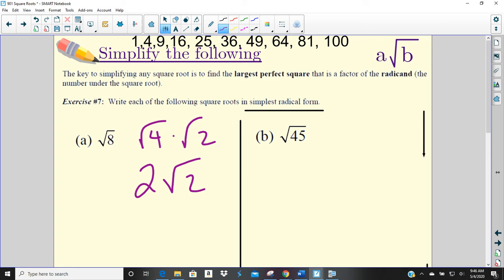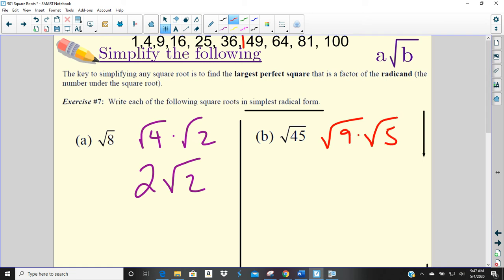Okay. Square root of 45. What is the perfect square that goes into 45? Let's start here. 45. 36 does not go into 45. 25 does not go into 45. 16, no. 9 does. So I'm left with square root of 9 times the square root of 5.